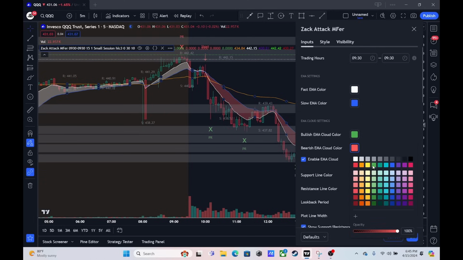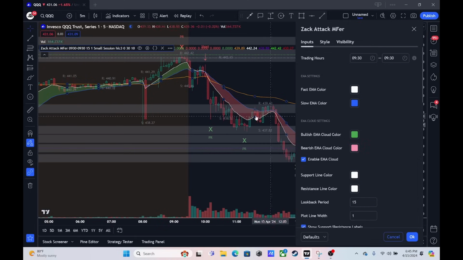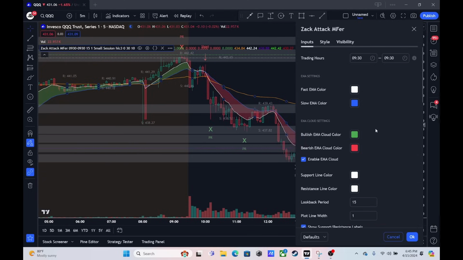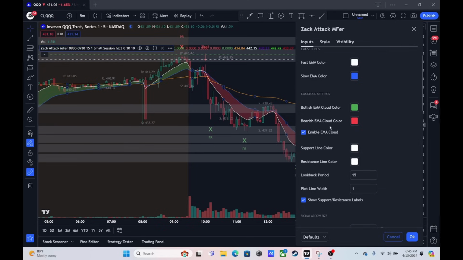Same thing with the bearish EMA clouds. If I want that to be something maybe lighter on the eyes, if I want to do like instead of a red, I want to do this pink color, I can do that, and you'll see that this will immediately switch shades to that pink color. So by default, again, that's just red and green because that's pretty widely accepted as bullish and bearish or long and short colors. Another thing, you could just disable this cloud.